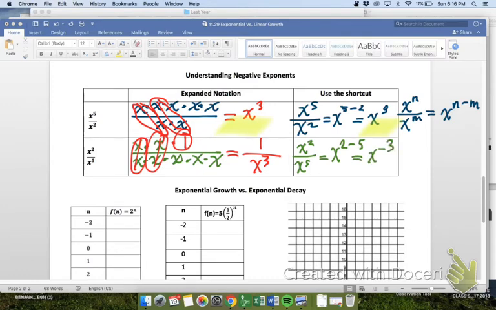So now the idea is we would like 1 over x to the 3rd to be equal to x to the negative 3rd, because we want this exponent rule to always work. Out of this you get another rule, which says that an expression like 1 over x to a power is the same as x to the negative n. So 1 over x to the n is the same as x to the negative n. We're going to have to keep that in mind when we're evaluating these two functions for negative exponents.